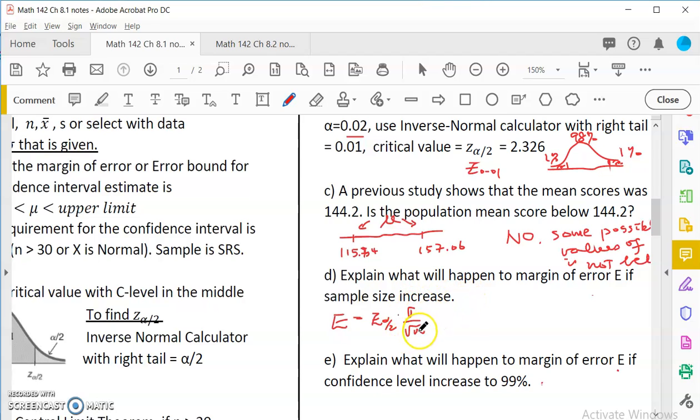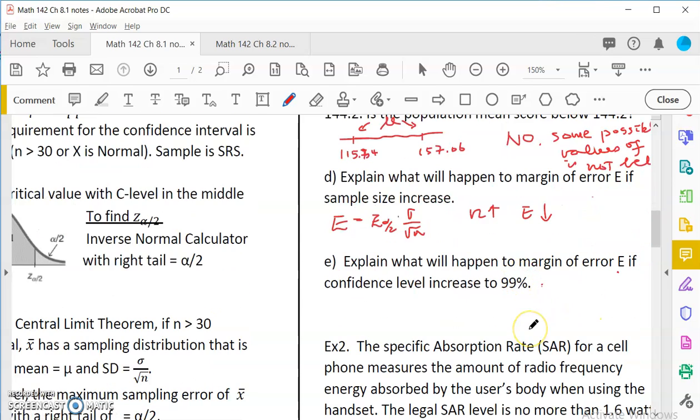So if n increases, you're dividing by a bigger number. The numerator is fixed, 14 for example. You divide by 10 versus divide by 100, there's a big difference. If you divide by a bigger square root of n, your E decreases, because they are inversely proportional, not directly proportional. So you would say when n increases, you're dividing by a bigger number, so E would decrease. Like if you divide by 2 versus divide by 3, you will have a smaller number.